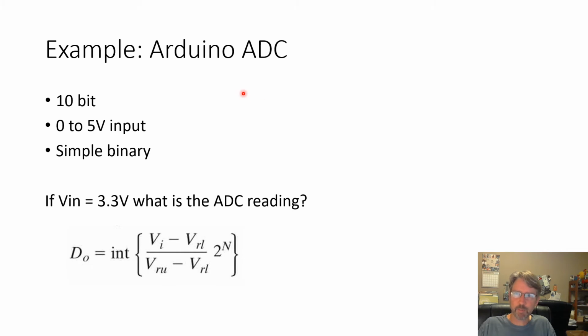So let's do an example using the specifications of the Arduino analog to digital converter, which we're using this semester. It's a 10-bit analog to digital converter. The inputs can range from 0 to 5 volts, and it's a simple binary converter. So if Vin is 3.3 volts, what's the analog to digital converter reading? So you should do that right now. Pause the video and see if you get the right answer.